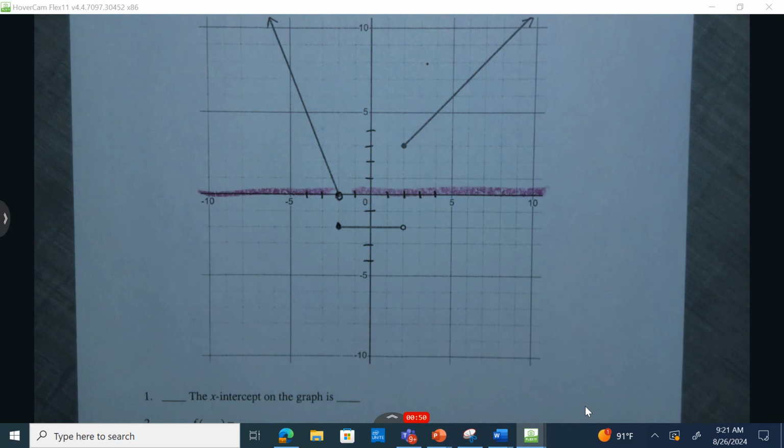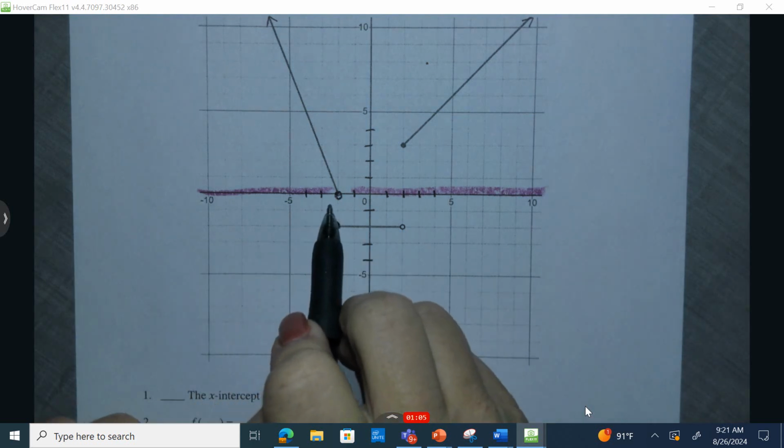I will not call on you, but raise your hand if you feel confident you know what the ordered pair is. Okay, hands up. Who says there's no x-intercept? The answer is this is tricking you, and the answer is there's no x-intercept.